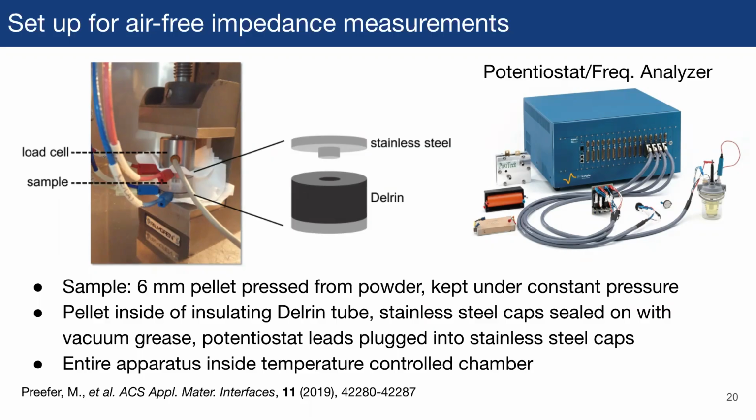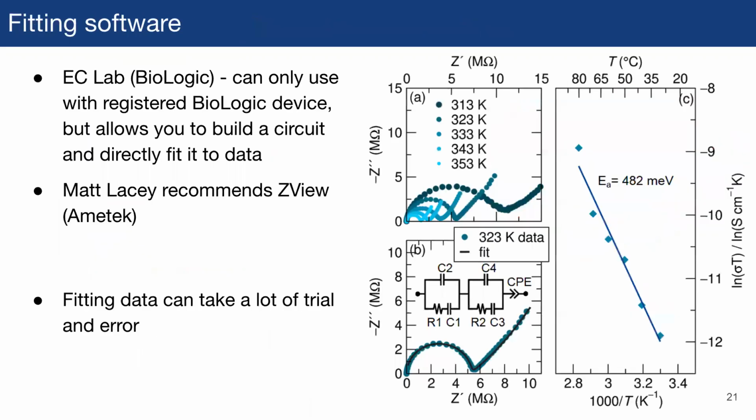So then when you actually move on to equivalent circuit fitting, there's a few different softwares you can use. You can use EC Lab, but again, this requires a biologic device, and it's quite useful. I don't personally use it. I actually use ZView. ZView is available online.